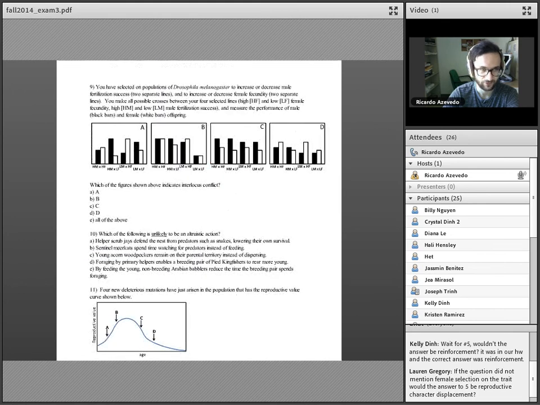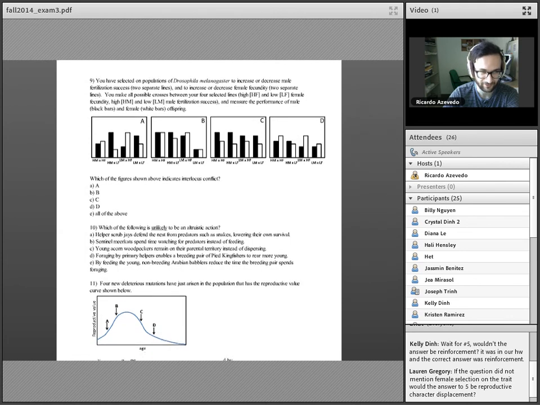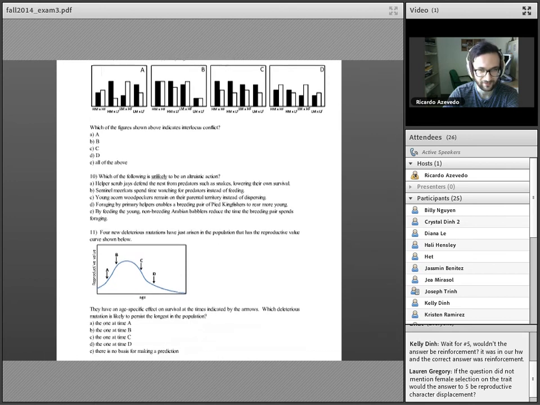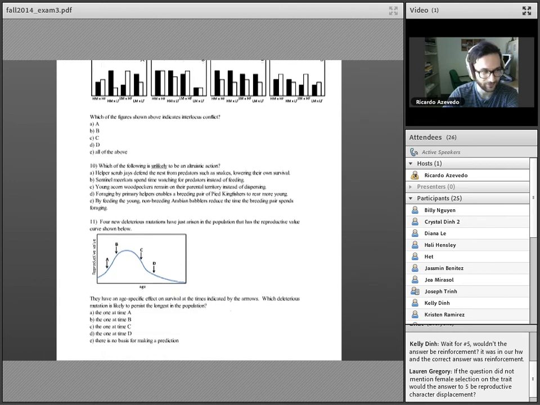Next page. 9, I remember that was not very straightforward to answer at this point. Which of the following, so 10, which of the following is unlikely to be an altruistic action? 11 is also not the case.